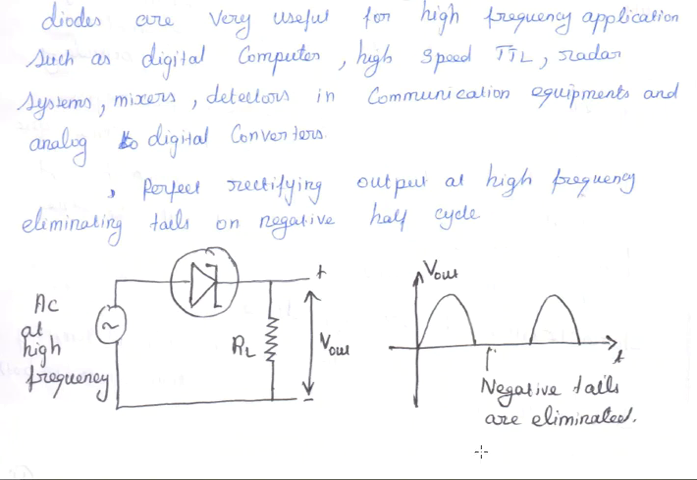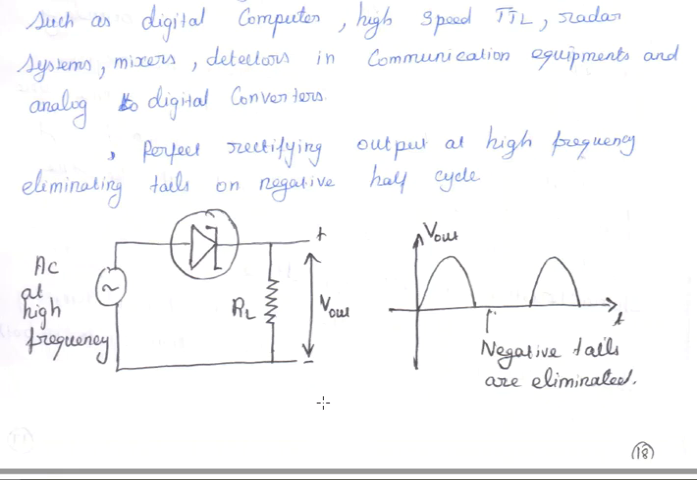This diagram shows one of the applications of Schottky diode for removing the tails in the negative half cycle in output. So it only produces the positive half cycles of the input. So it shows the rectification in the high frequency. So this is one of the applications of Schottky diode.